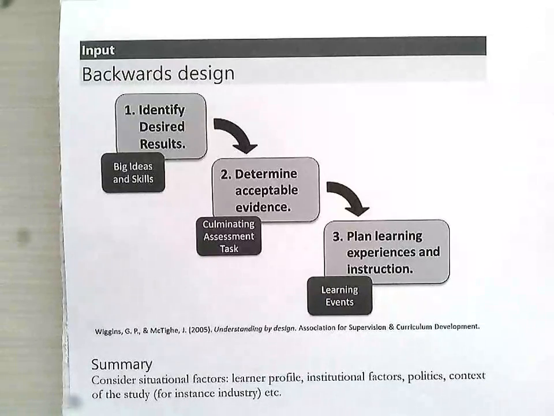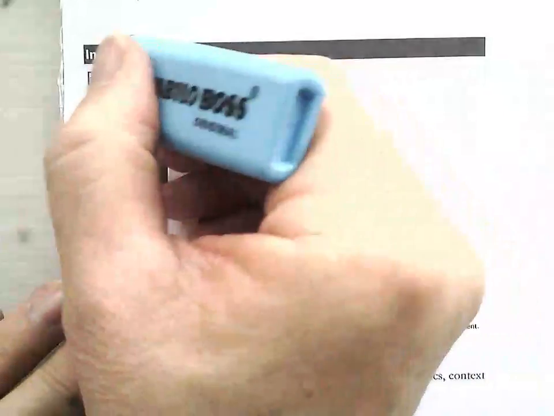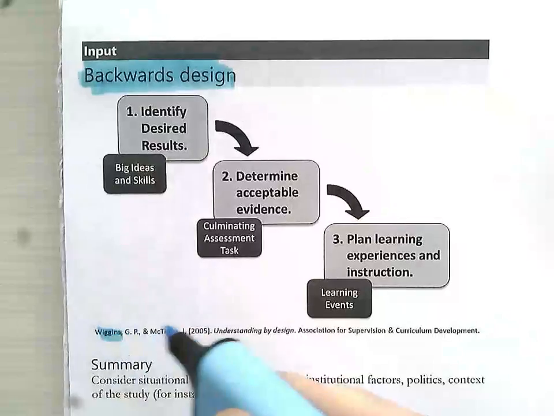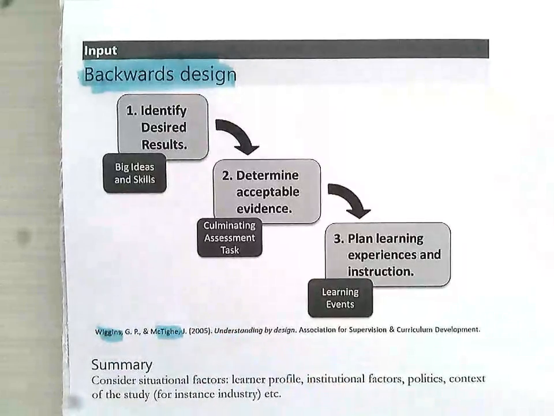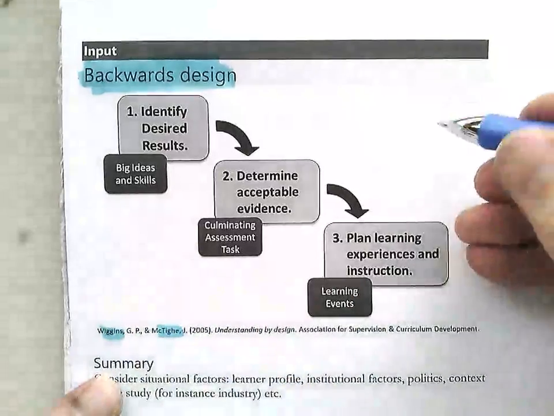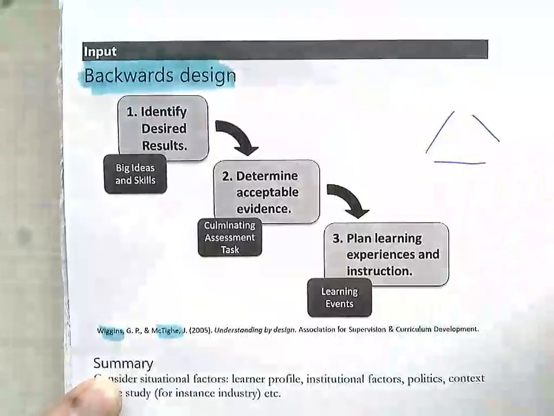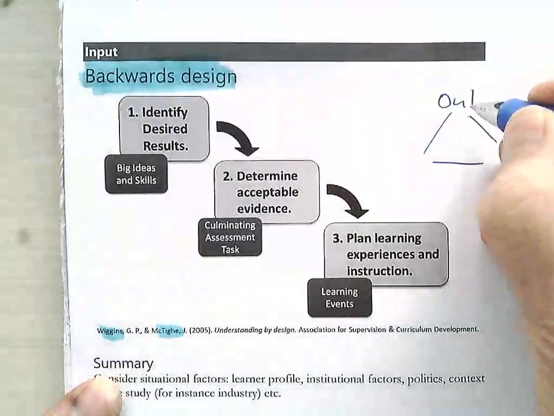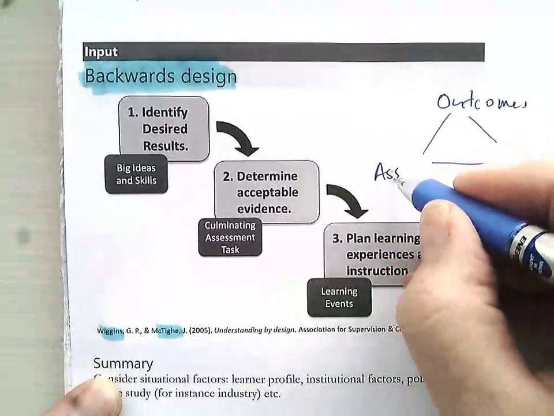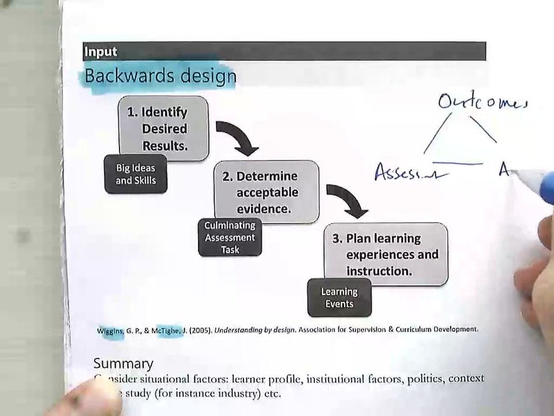Okay, this is a little summary and overview of backwards design, and it comes from the work of Wiggins and McTighe. This is a very common diagram. Sometimes it's written up like this, with your outcomes, your assessment, and your activities.